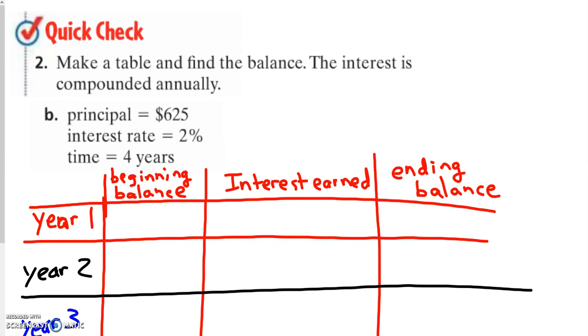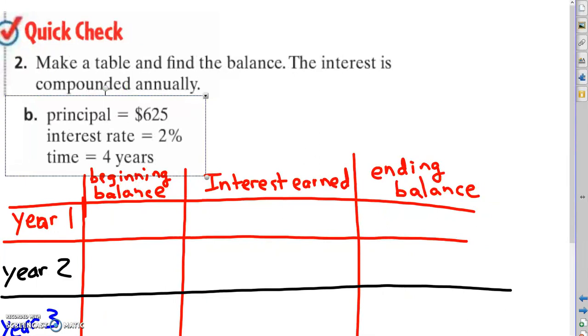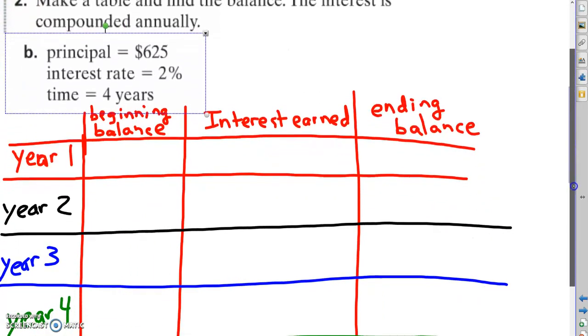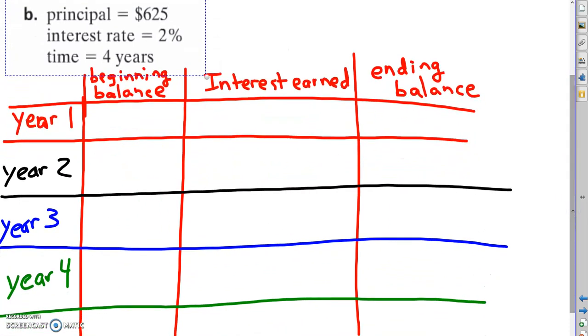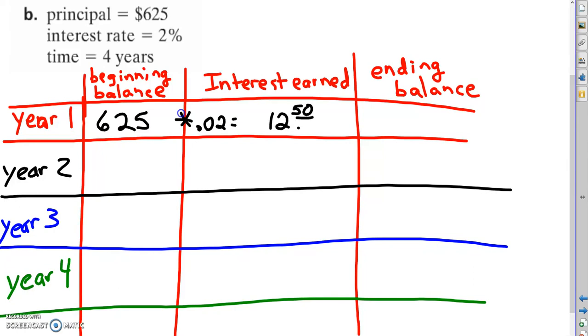So one way to do this, kind of the slow way, is to make a table. Okay? So if we had to make the table, we would start by putting $625 in the bank. And our interest rate is 2%, so we're going to multiply by 0.02 for 2%. And that would give us $12.50 of interest. So at the end of the year, we'd have $637.50.